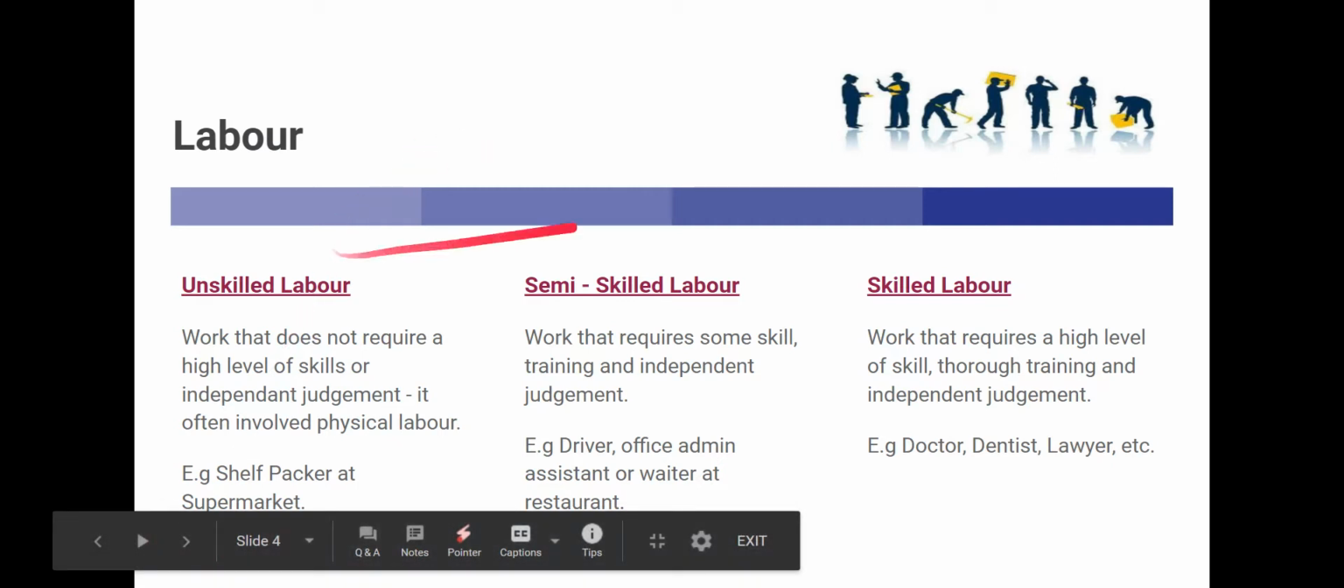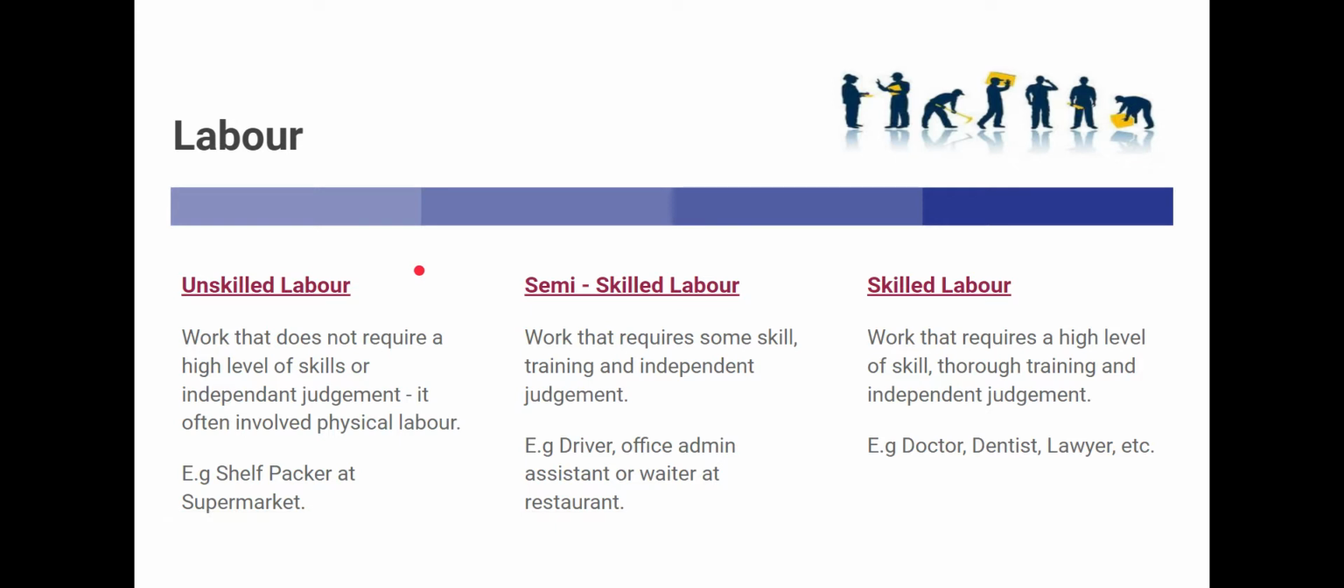Labor. So we've got 3 different types of labor. Unskilled labor, work that does not require a high level of skills or independent judgment. It often involves physical labor. For example, a shelf packer at the supermarkets. Could be a miner.